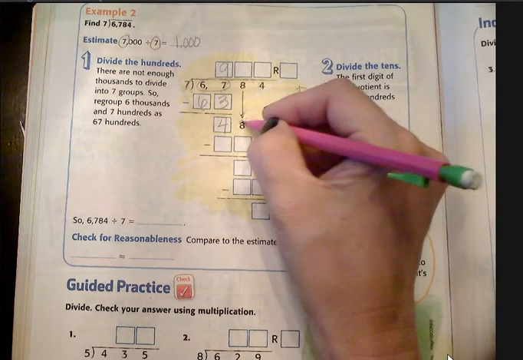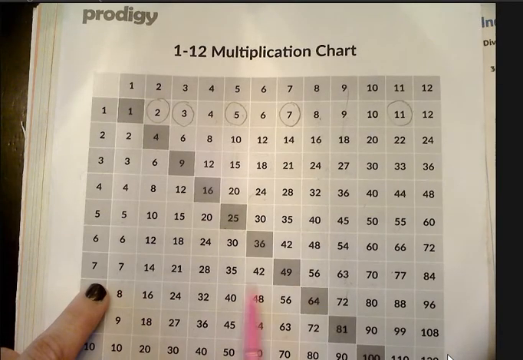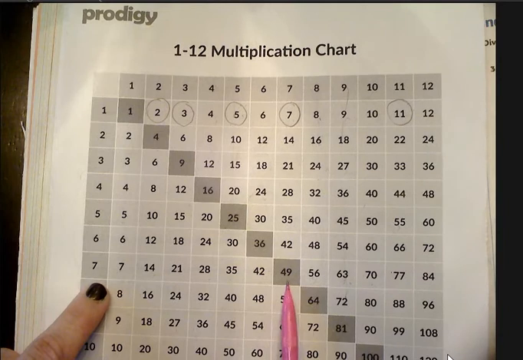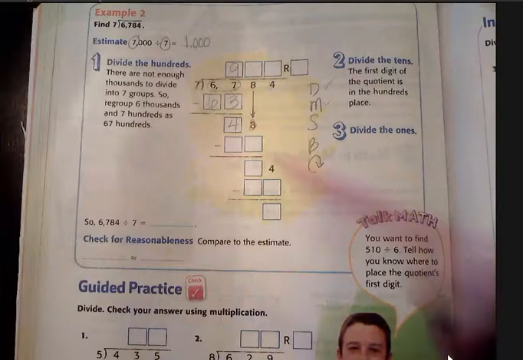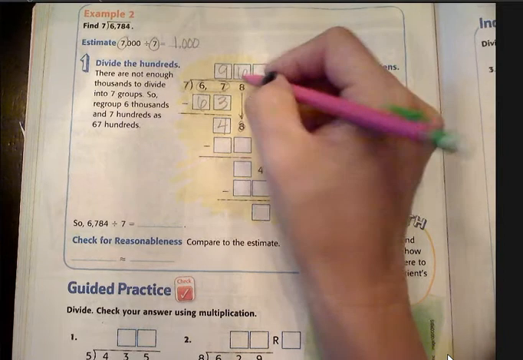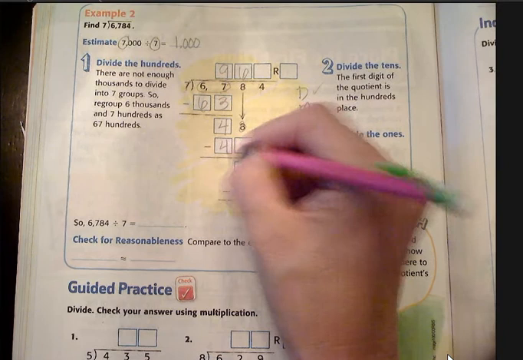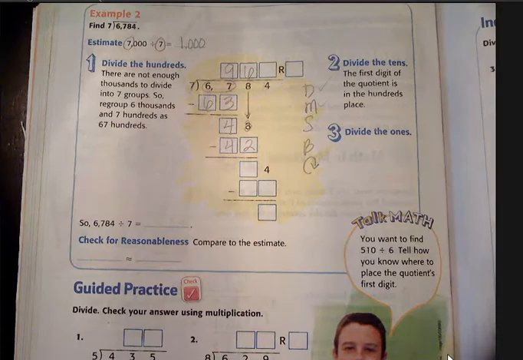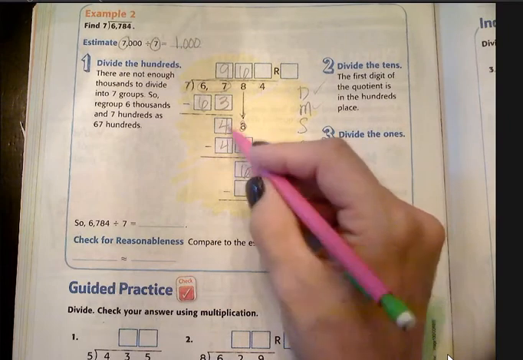Bring down the 8. 7 goes into 48 how many times? So we're going to go back on this 7 chart and find just under 48. Oh, 49 is just too big, so it's got to be this one, which is times 6. Now 6 times 7 is 42. Now we have 48 minus 42, so 8 minus 2 is 6. 4 minus 4 is 0, so there's nothing there.